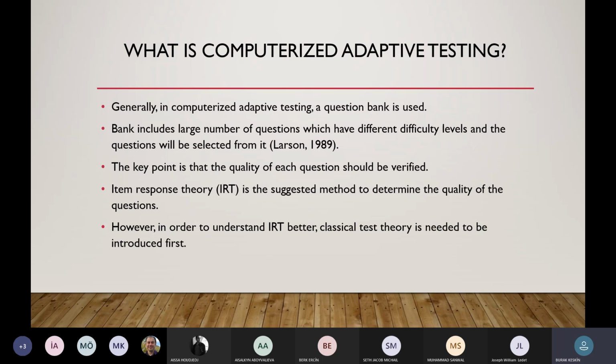Generally, in computerized adaptive testing, we have a question bank, and that bank includes a large number of questions with different difficulty levels, and we select questions from it. But the key point here is that the quality of each question should be verified. In order to verify the quality of the questions, the suggested method is to use item response theory. But first, we need to look at classical test theory before going into item response theory.